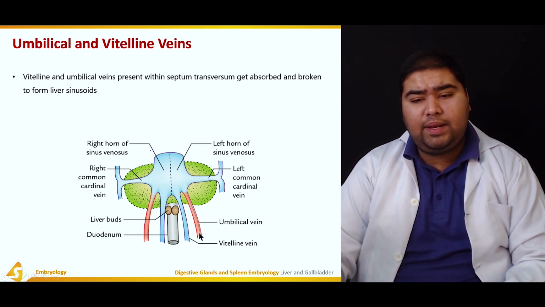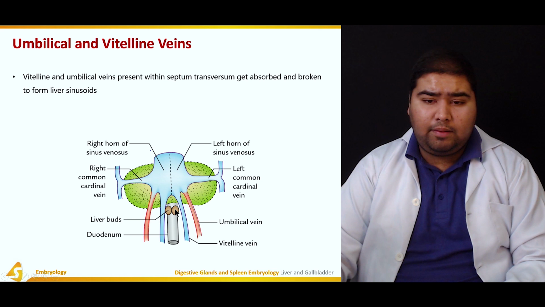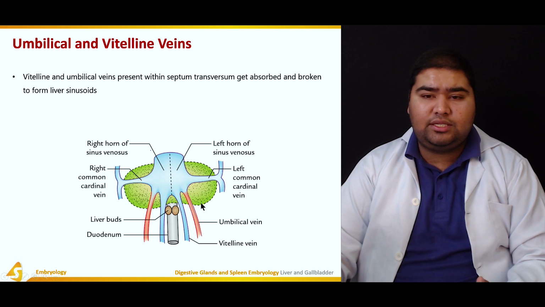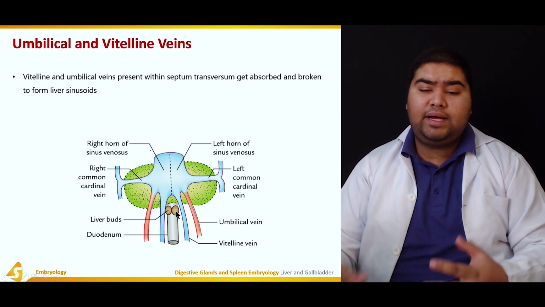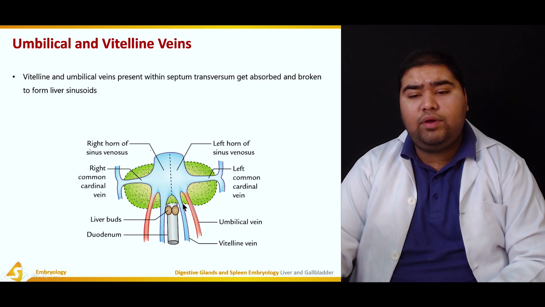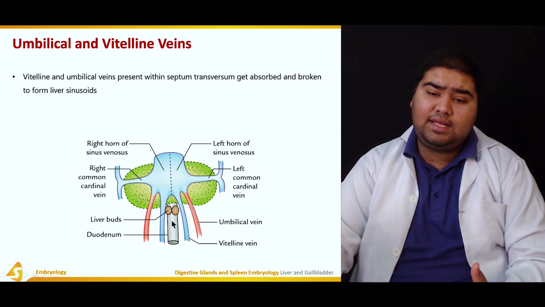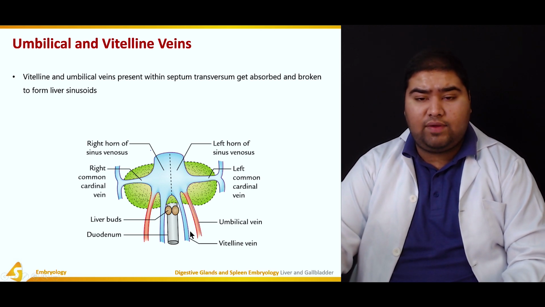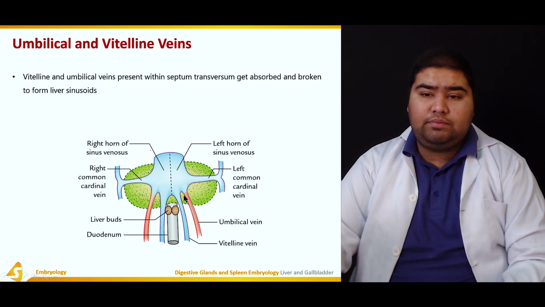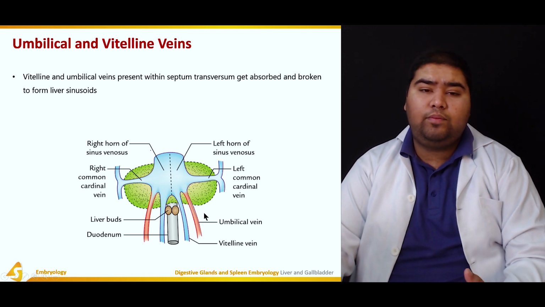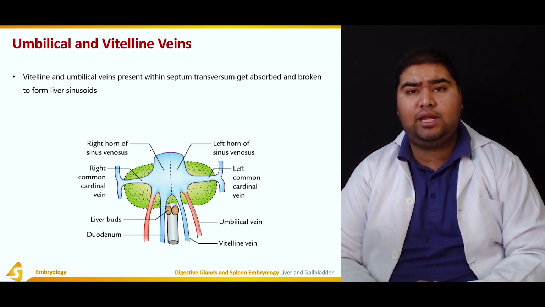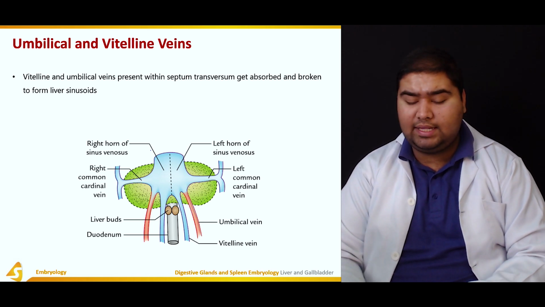So this is the umbilical vein, this is the vitelline vein, this is the developing liver bud, and this in green is the septum transversum. When the liver buds are developing, they encroach on this area. When they encroach, they tend to absorb the umbilical as well as the vitelline veins which are present within the septum transversum, and they are broken down to form the liver sinusoids. So the hepatic channels, the sinusoids, have been formed. Now let's see what else is there.